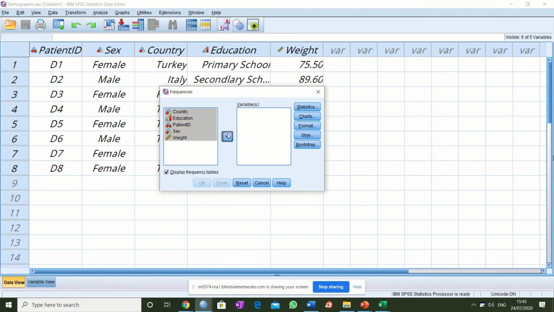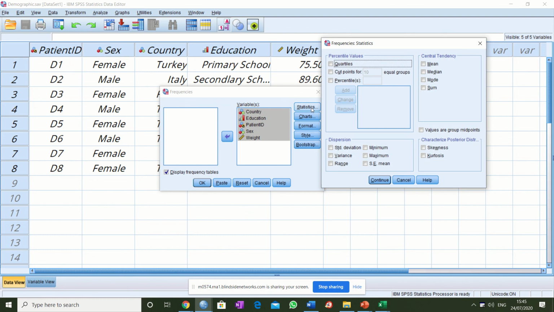I select them. I send them to the other part. Statistics. I'm going to do statistics. I'm going to find mean, median, mode. Can I?